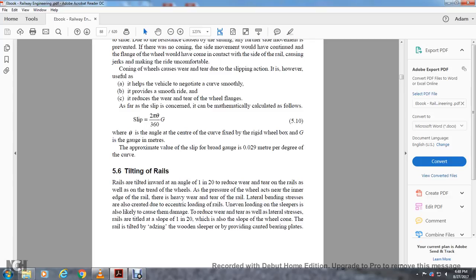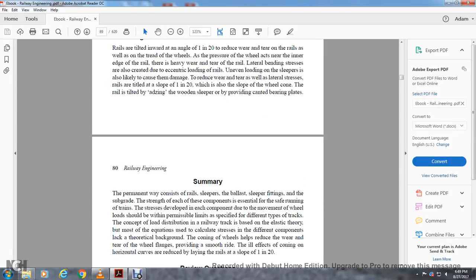5.6, Tilting of the rails. Rails tilted inward at an angle of 1 in 20 reduce the wear and tear of the rails as well as the tread of the wheels. Otherwise the pressure of the wheel acts near the inner edge of the rail. Heavy wear and tear of the rail and lateral bending stress are also created by the eccentric load on the rails, and uneven load on the sleepers. To reduce the wear and tear, the rail is tilted at 1 in 20, which is also the slope of the wheel cone. On wooden sleepers, the rail is tilted by providing canted bearing plates.